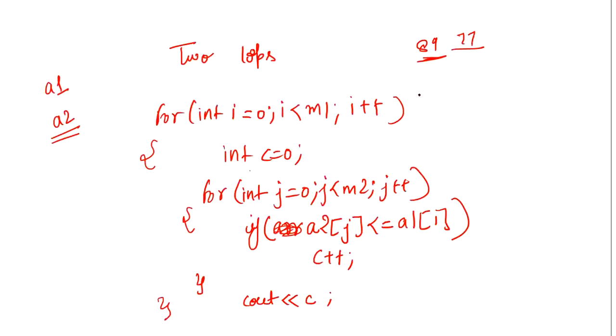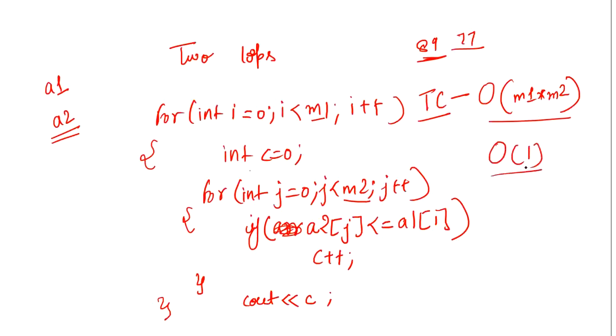The problem is regarding time complexity. So what is going to be the time complexity? It depends on the size of array A1 and array A2, so it is going to be M1 into M2. And talking about space complexity, it is going to be big O of 1 only, because we are not taking any extra space.